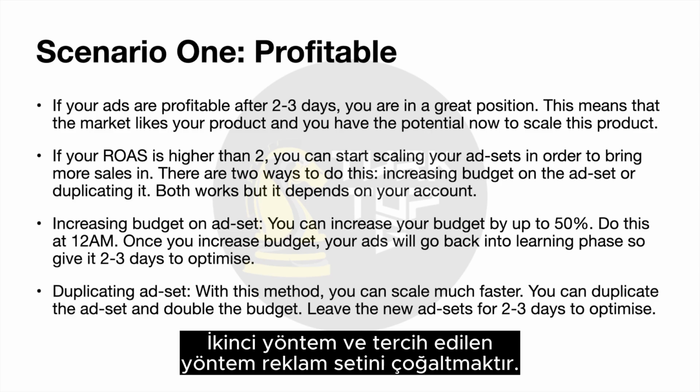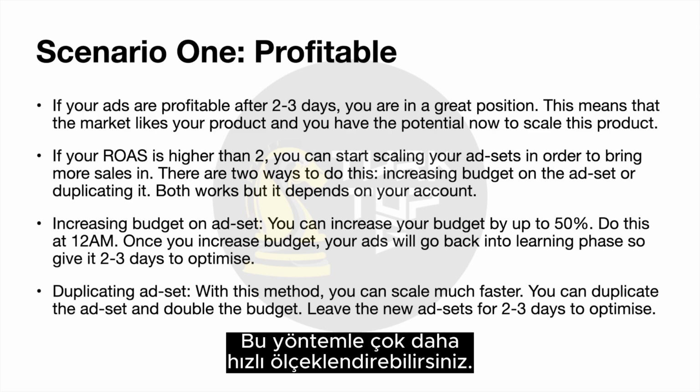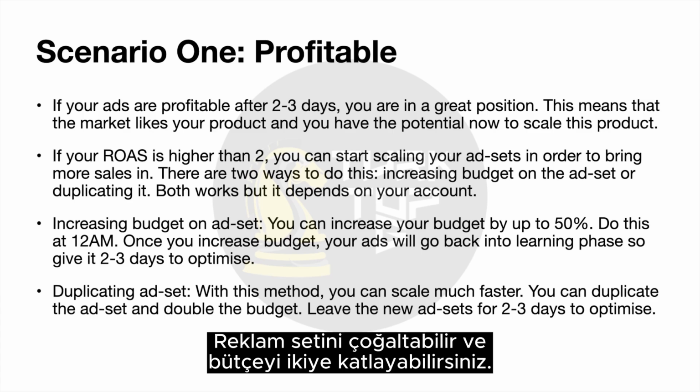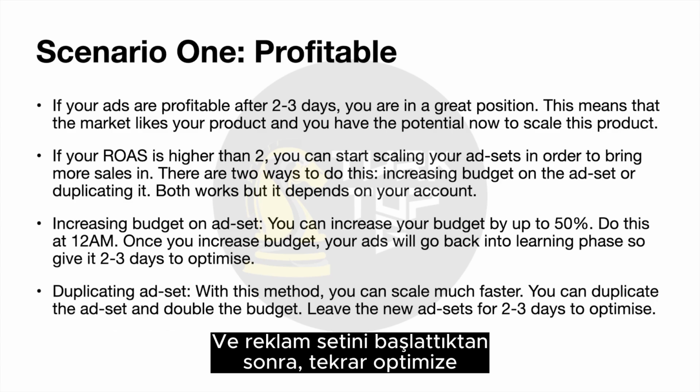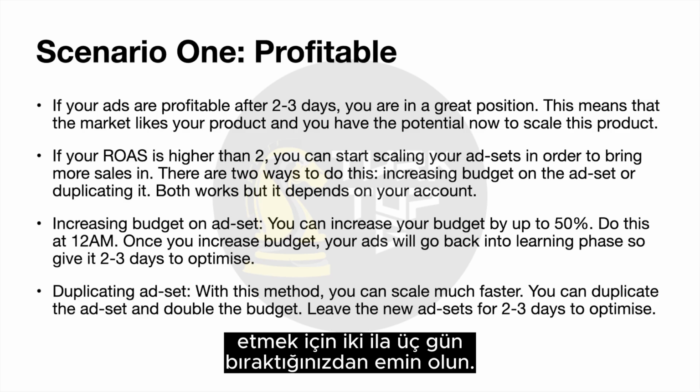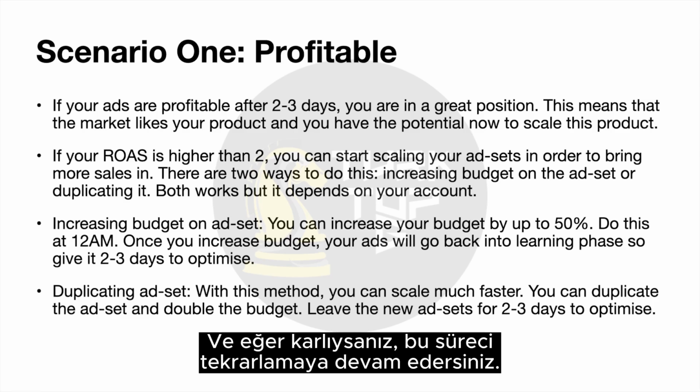The second method and the preferred method is to duplicate the ad set. With this method, you can scale much faster. You can duplicate the ad set and double the budget. So you can go from $10 per ad set to $20 per ad set. And once you've launched the ad set, make sure you leave it for 2 to 3 days to optimize once again. And if you're profitable, you just keep on repeating this process.